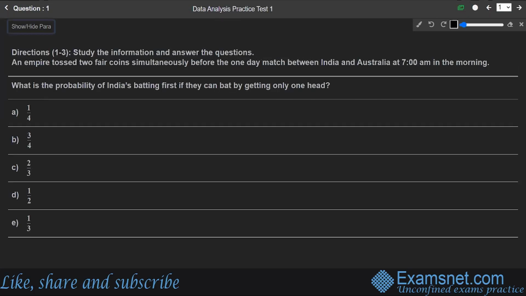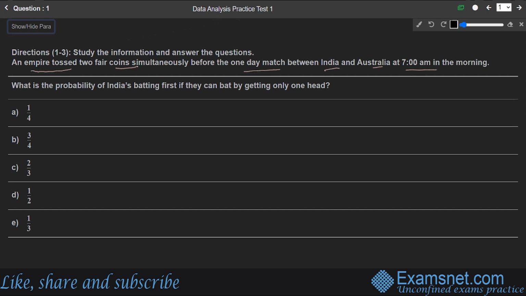Okay, so the question says an umpire tossed two fair coins simultaneously before the one-day match between India and Australia at 7 a.m. in the morning. What is the probability of India's batting first? Okay, so there have been two coins that have been tossed up.